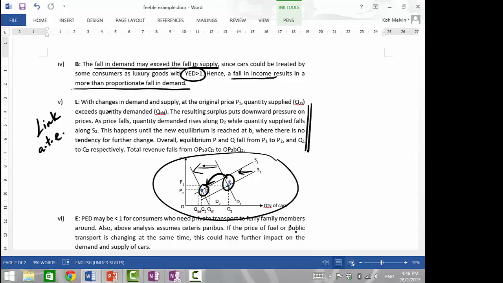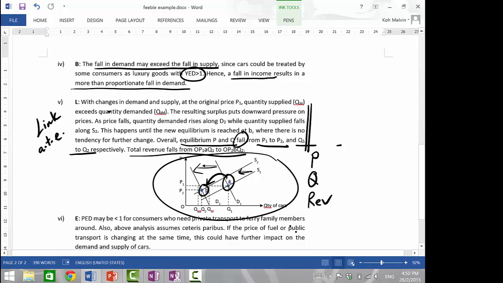So from the final shift, you can see that equilibrium price and output both declined, from P1 to P2 and Q1 to Q2. At the same time, total revenue falls from OP1AQ1 to OP2BQ2. So there you have it. You have your final impact on P, Q, and revenue all spelled out here.